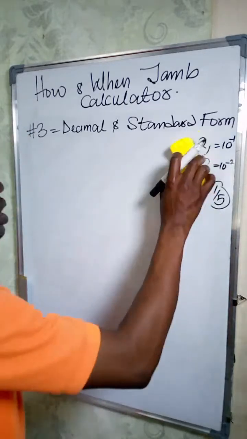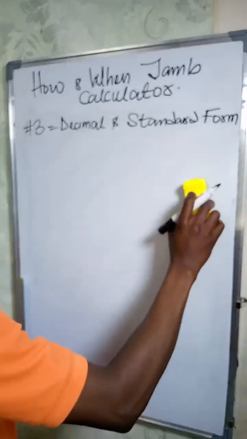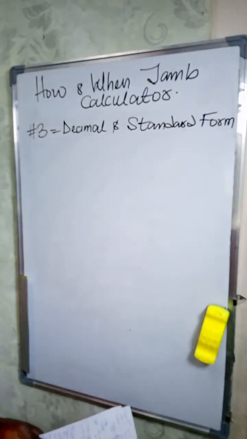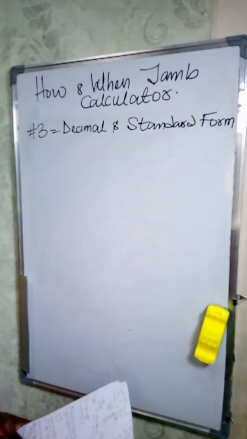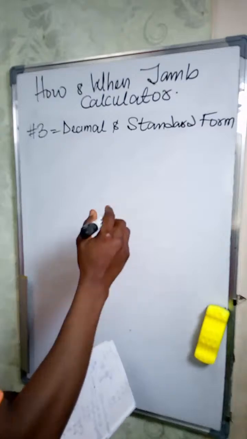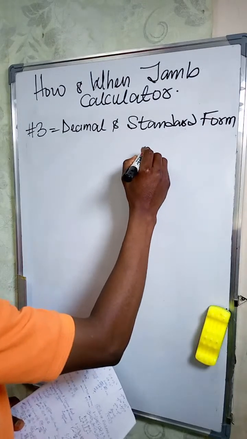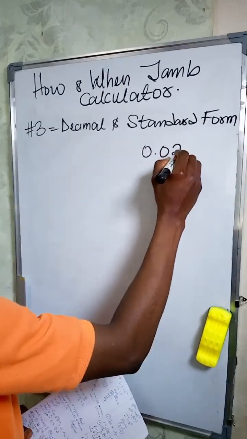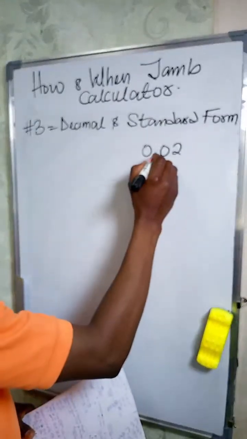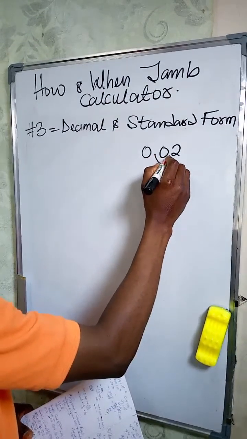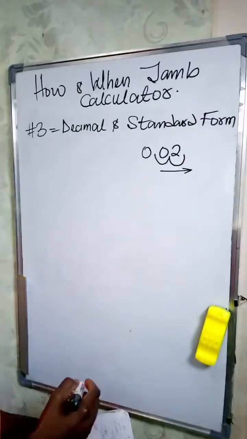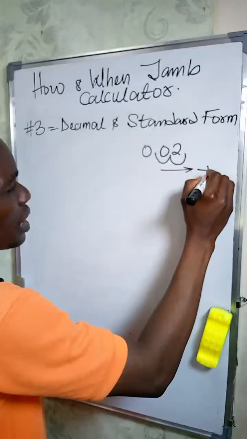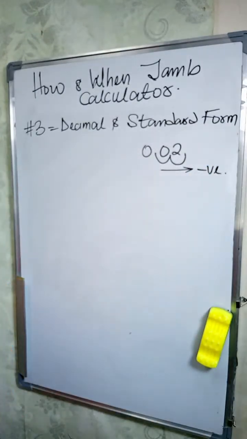Now make we see this one. Make we see wetin this one talk for standard form. When you dey do anything for standard form, when you dey count number, if this one na 0.2 something and you dey shift your decimal place to this side, that means we dey go from left to right. The power wey this one go get na negative power. Make you take note of that one.